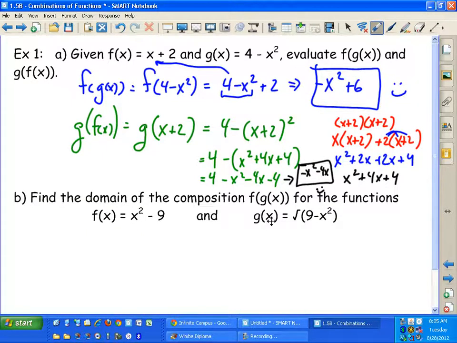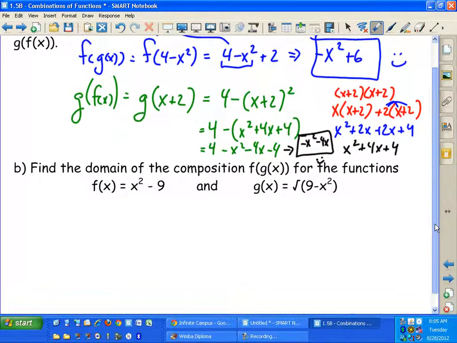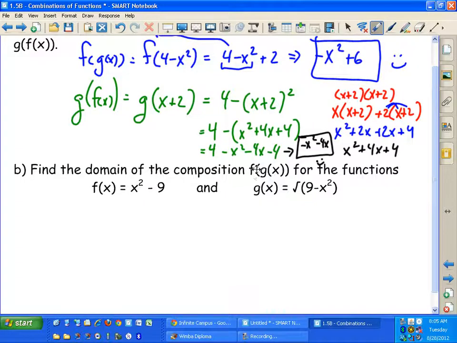So then they're asking me to find the domain of this composite function down here. And the domain of the composite function is just the domain when I simplify this. So I will do what I just did in my previous example. f of g of x will be written as f of, well, g of x is the square root of 9 minus x squared. And so wherever I see an x in f of x, I'm going to replace it with the square root of 9 minus x squared.